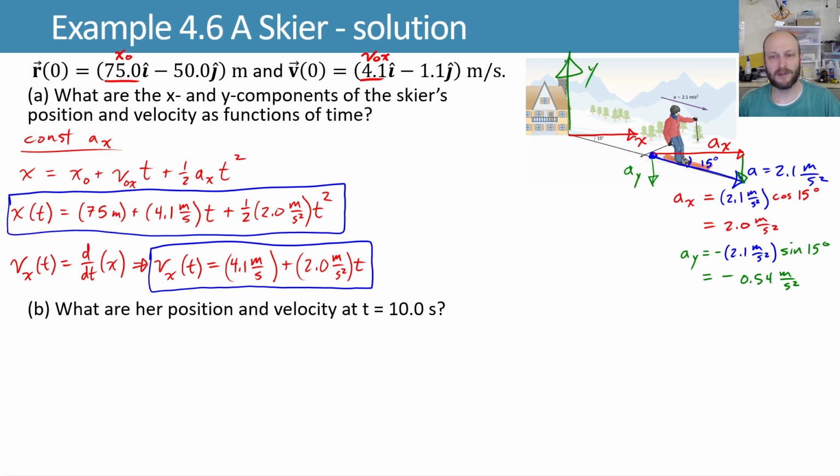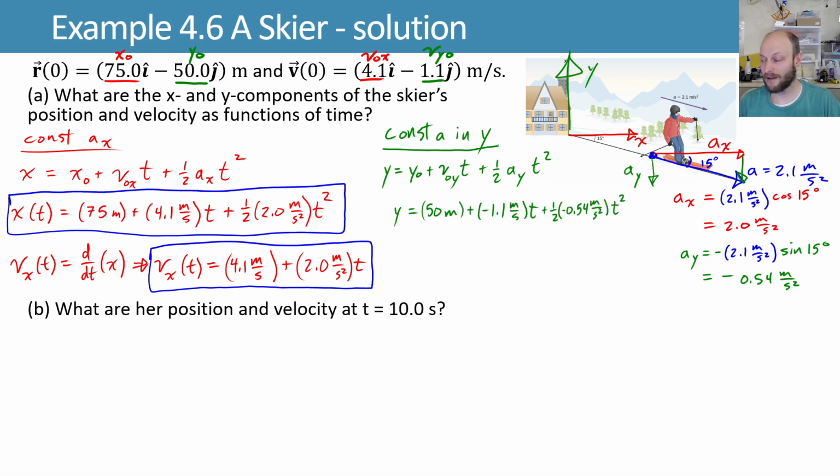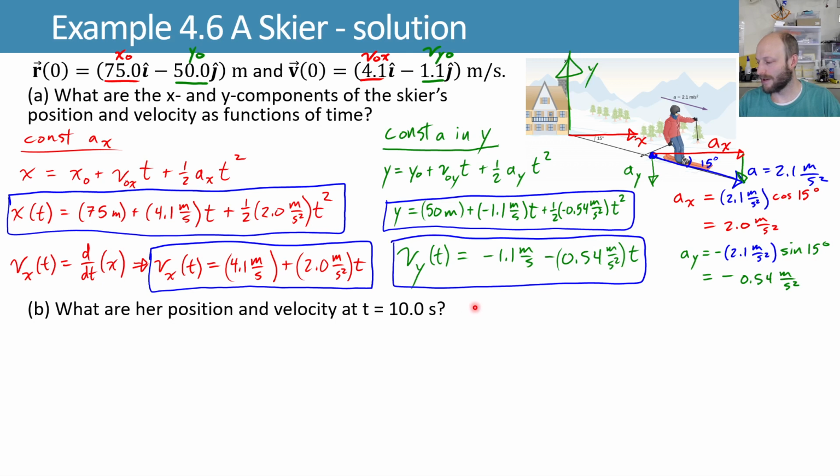We can continue on to do the same thing in the y direction. So constant acceleration in the y direction, we can use the same relationship. And now look at our initial y value and our initial velocity in the y. Substitute those in, and we have our y as a function of time. You can then take the time derivative again. Here, this will be negative 1.1 plus whatever this coefficient is times 2t. And indeed, that's what we get.